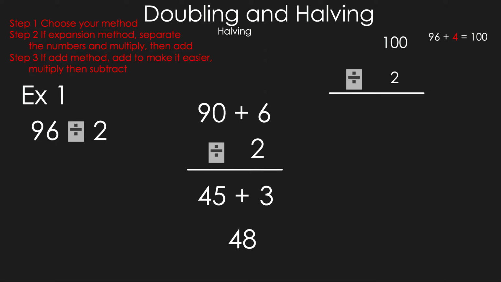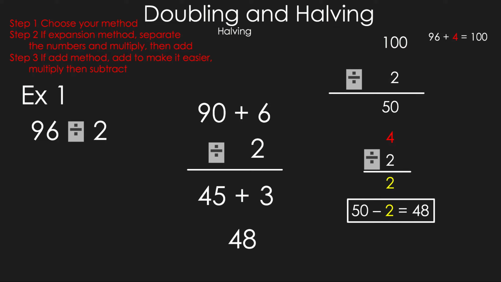Let's talk about the add method. So we are going to add 4 to get 100 because 100 should be quite easy to divide by 2, which is 50. Now we have to do the number 4 divided by 2 to get 2. Now we have to subtract that and you get 48. Once again, this should be mental, but if you have to write it down to start the process, that's okay. Then you can work your way up to mentally, so it's not a big deal. Let's take a look at the 48, move it over, and your final answer is 48.